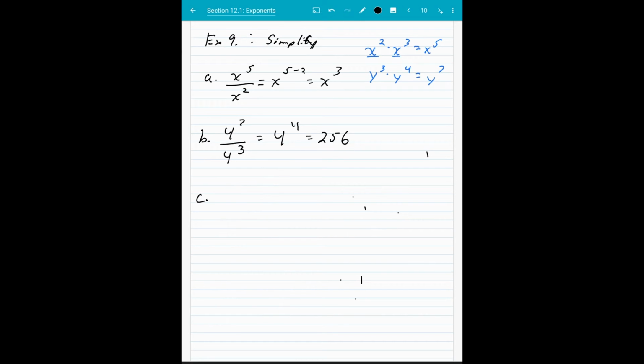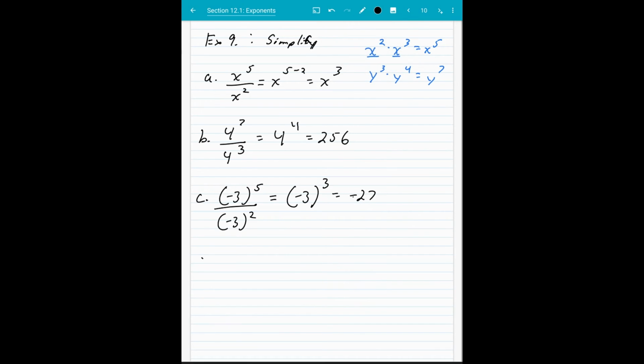So c is negative 3 to the 5th power over negative 3 to the 2nd power. Bases are the same, negative 3 and negative 3, so we subtract the exponents, which would make negative 3 to the 3rd power. Negative 3 times negative 3 times negative 3 makes negative 27. And that's your final answer for that.